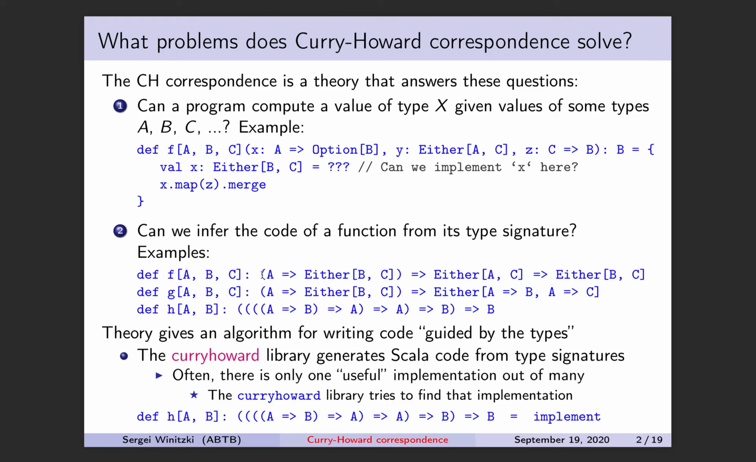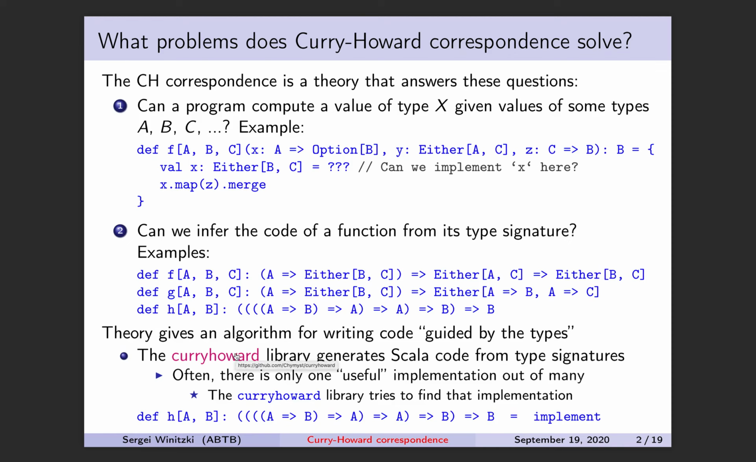One usually says that in these cases you can write code guided by the types. So you look at the types, you try to implement this function, and guided by the types, you write the code, somehow guessing what to write. The theory tells you there's an algorithm which explains what it means to write code guided by the types. There's no guessing. And this algorithm can be implemented as a library.